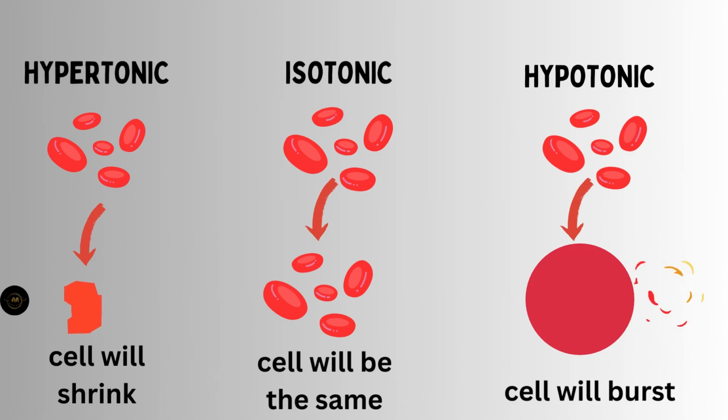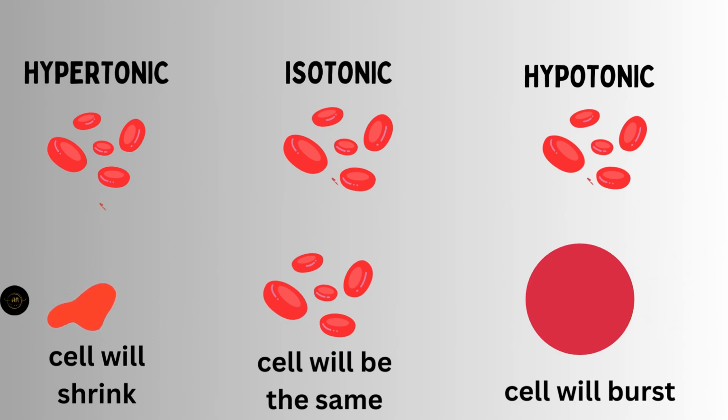So basically, what will happen with the red blood cells if you put them in three different solutions? So the first one is hypertonic solution. Hypertonic solution is a solution that has more solute than water. That will mean, for example, if you have sugar and water, that you have, let's say, 70% sugar and 30% water.